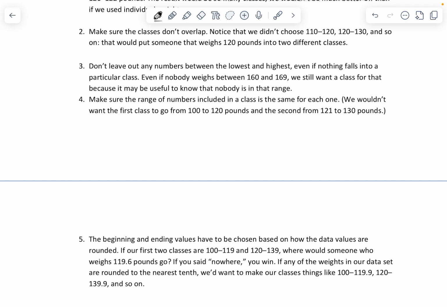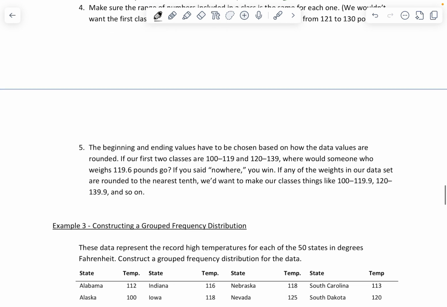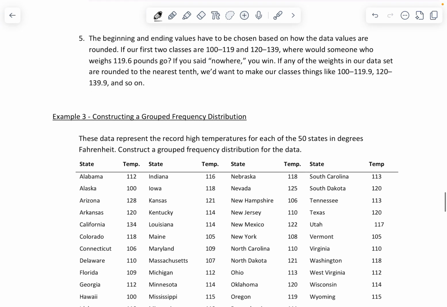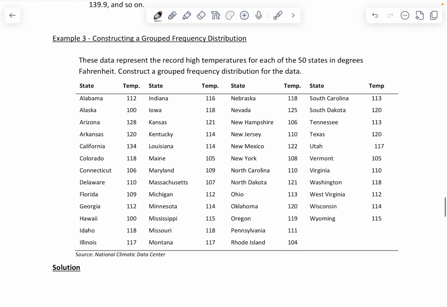So now that we've gone over these guidelines, let's do an example. Here's our example. We have this table here. The data in this table represent the record high temperature for each of the 50 states in degrees Fahrenheit. Let's construct a grouped frequency distribution for this data.